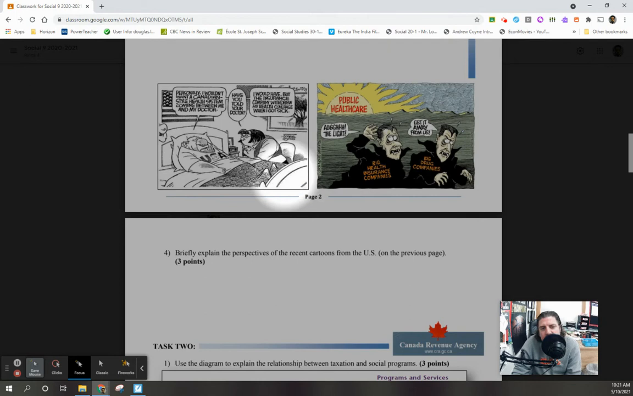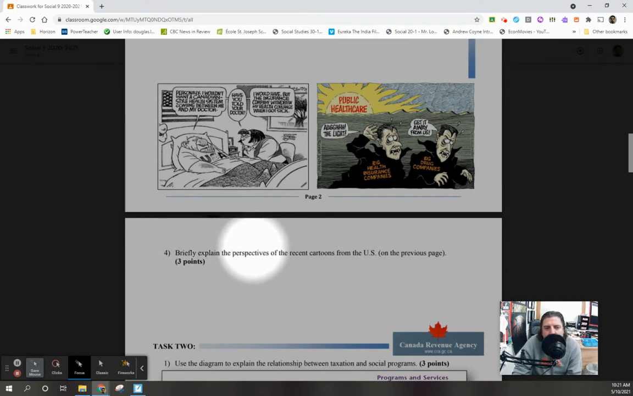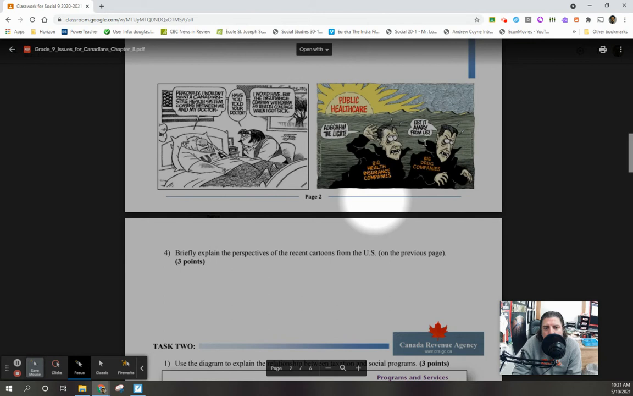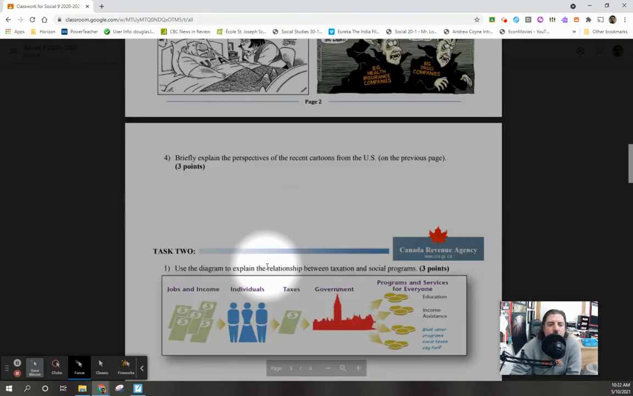For the next question, you'll be looking at these 2 political cartoons. Okay. Have a look at them, and then you will briefly explain the perspectives of this cartoon and that cartoon from the US. Okay. Is it pro-public healthcare? Is it pro-private healthcare? Is the cartoonist being somewhat sarcastic or ironic in what they're saying, etc.?